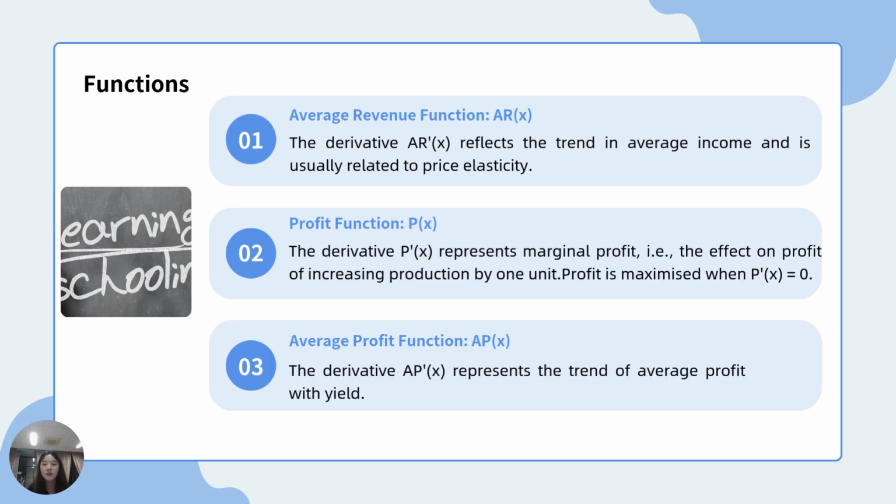5. The profit function is written in the form of P(x). The derivative P'(x) represents the marginal profit, i.e., the effect on profit of increasing production by one unit. Profit is maximized when the derivative of P(x) equals 0. 6. The average profit function is written in the form of AP(x). The derivative of AP(x) represents the change of average profit with yield.